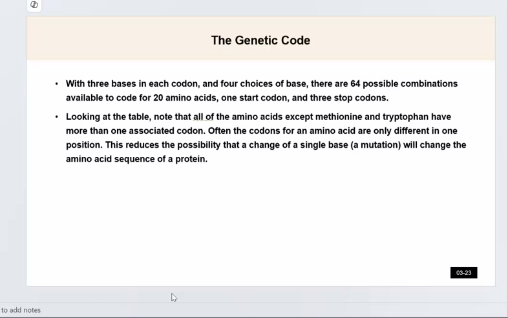With 3 bases in each codon and 4 choices of base, there are 64 possible combinations available to code for the 20 amino acids, 1 start codon and 3 stop codons. Looking at that table, note that all of the amino acids except methionine and tryptophan have more than 1 associated codon. Often the codons for an amino acid are only different in 1 position, so this reduces the possibility that a change of a single base, or a mutation, will change the whole sequence of the protein.